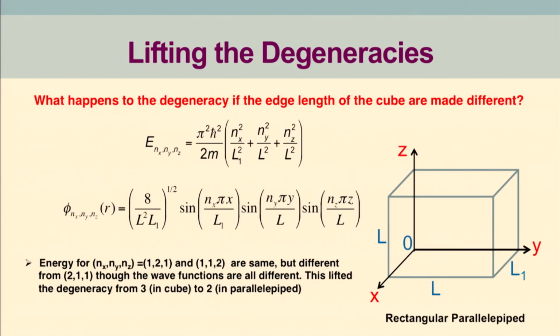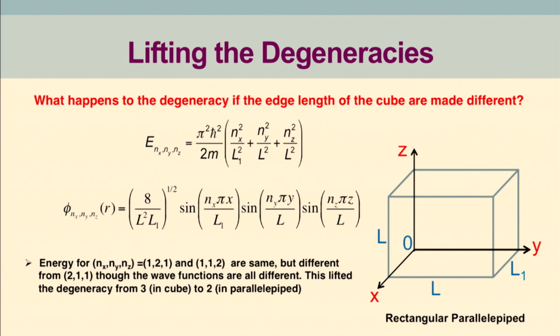What I have done here is modify the cube into a rectangular parallelepiped, which means I made one of the edge lengths different compared to the other two. In this case, the edge length along the x direction is L1, but the edge lengths along the y and z directions are the same, which is capital L.